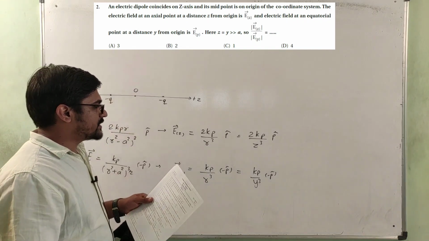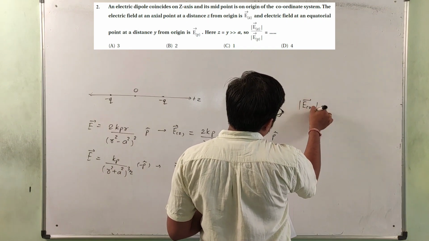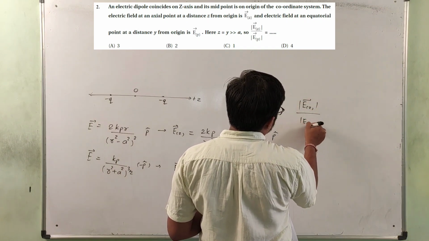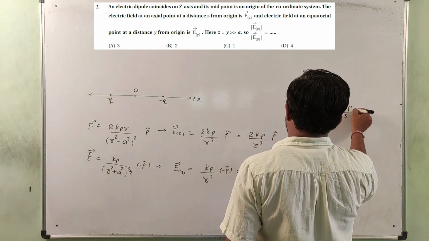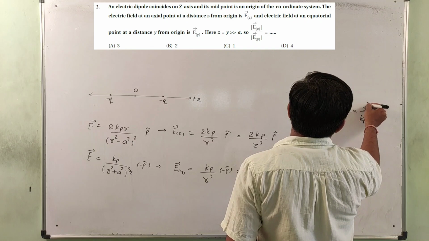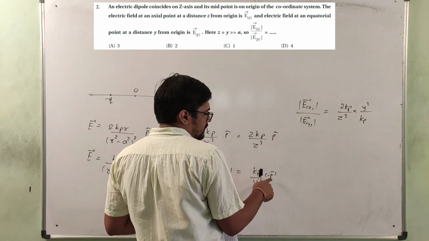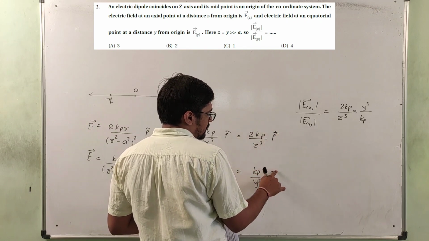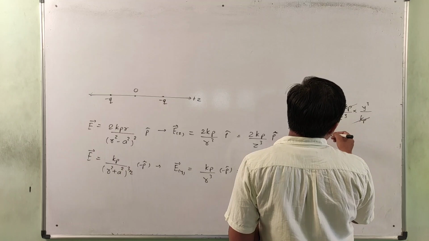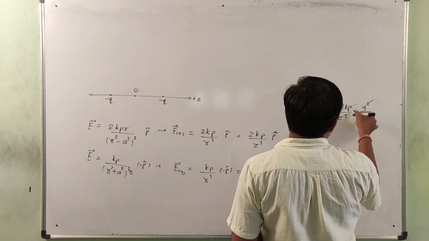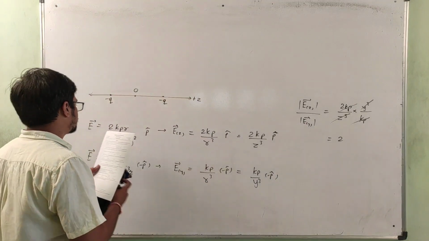Then what is the ratio of Ez and Ey? So magnitude of Ez divided by magnitude of Ey is equal to 2kp by z cube and kp by y cube. We are dividing magnitude only, so ignore this p cap and minus p cap. This is the direction of electric field. So kp cancel, and y and z are also the same, so y cube and z cube also cancel. So answer is 2. So B is the answer.